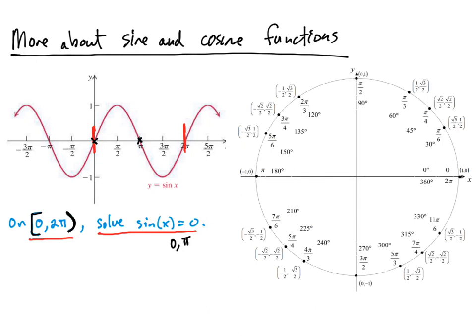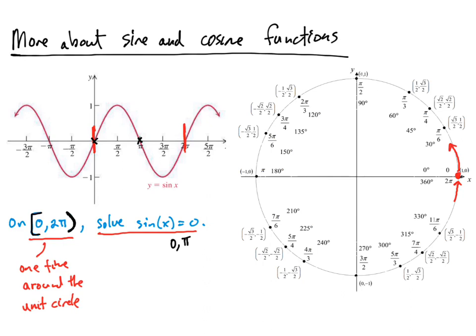And let's relate that to what's happening on the unit circle. So between 0 and 2 pi, well, 0 is at this position right here, and if we go all the way around the circle, 2 pi finishes out the circle. So what this is saying is 1 time around the circle, or around the unit circle. Okay, so it's saying in that first rotation around the unit circle, when is sine equal to 0?